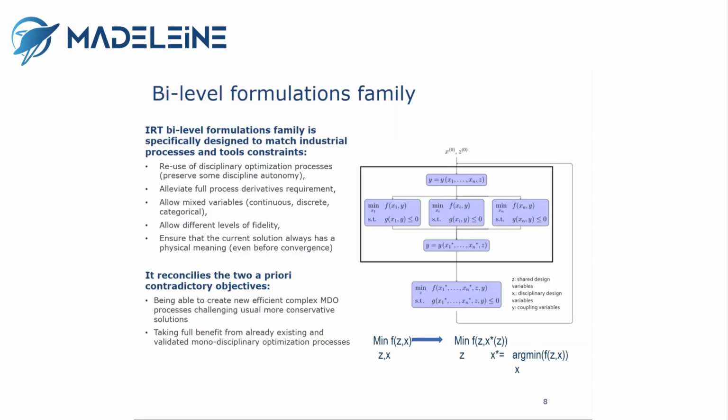So on this diagram, you can see that there are three optimizers in parallel. Three optimization problems are solved in parallel at the disciplinary level. And then at the system level, there is an additional optimizer that handles the shared design variables. So this formulation is very flexible, and you can use different optimizers. Some are very well fitting the aero optimization constraints. Some others are more appropriate for structural constraints and so on.